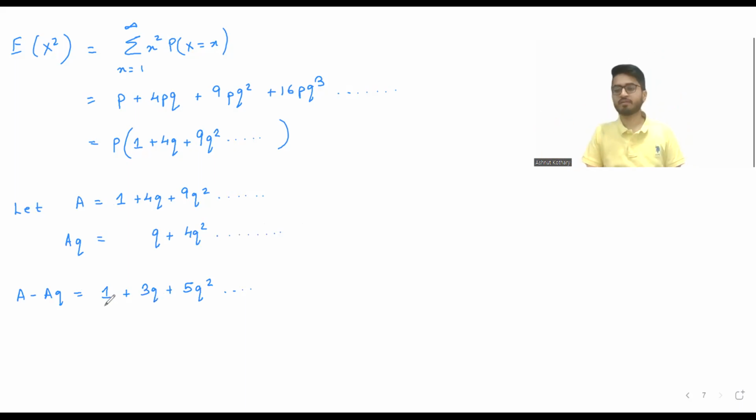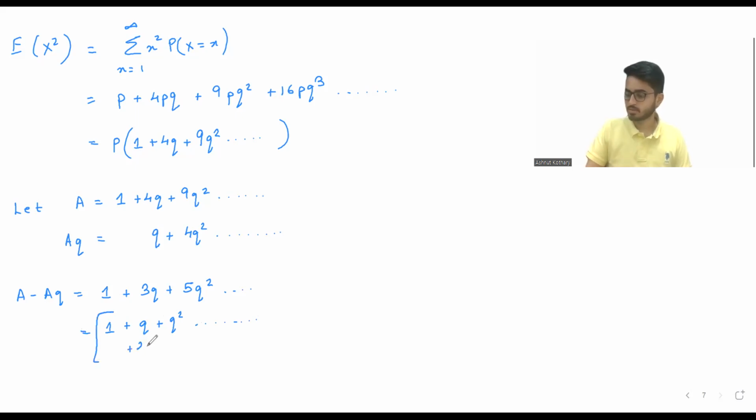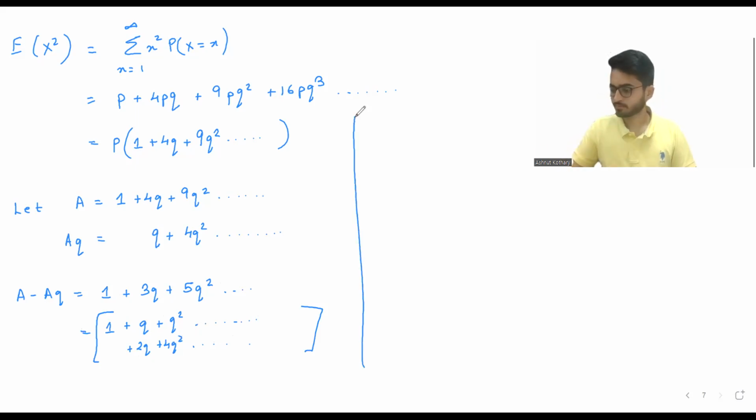Now here again, this is not a very direct format, but if you see, I can write this as 1 plus q square, so on, and in the same step, plus 2q plus 4q square, so on. 3q can be broken into q plus 2q, 5q square I can break into q square plus 4q square and so on. So next, on LHS I have a into 1 minus q.